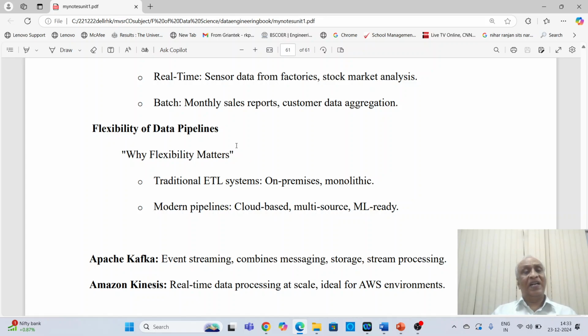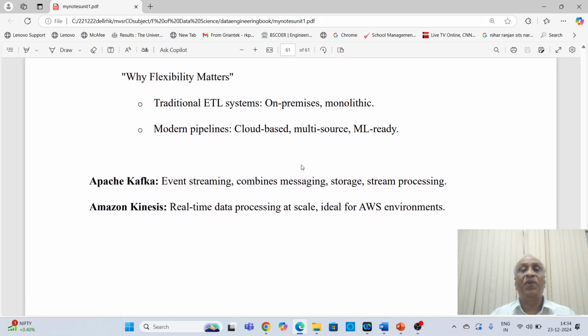Now, data pipelines are pretty flexible. They take care of traditional on-premise, monolithic ETL systems. They also take care of cloud-based ecosystems, which are multi-source and ML ready. Apache Kafka again is for streaming. It combines messaging, storage, and stream processing. Amazon Kinesis again is for real-time streaming at scale, and it is suitable for the AWS environment.